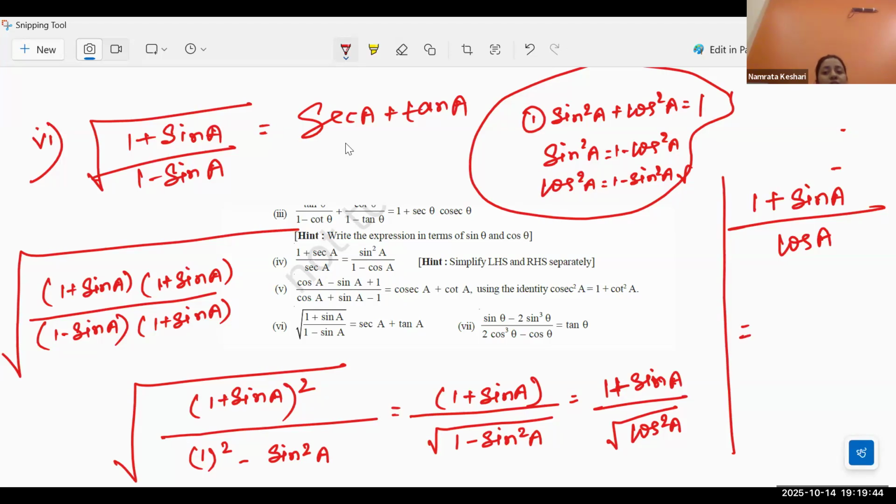1 plus sine a by cos a can be written as 1 by cos a plus sine a by cos a. Automatically, we have landed at the proof. Can you see that?